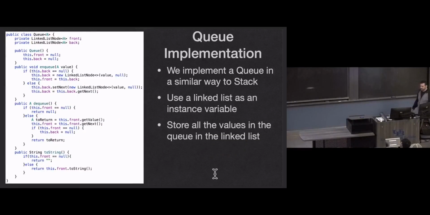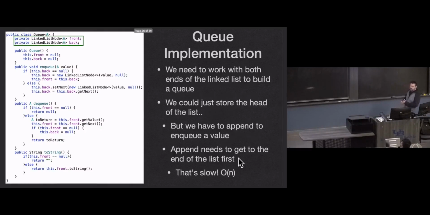And here's how we do it. A lot of code all at once. Let's go through it. So just like the stack, we're going to implement a queue using a linked list. As we're going to see, things are going to be just a little bit different. So we're going to store all the values in a linked list as an instance variable. But we have one issue that we come up with immediately with the queue.